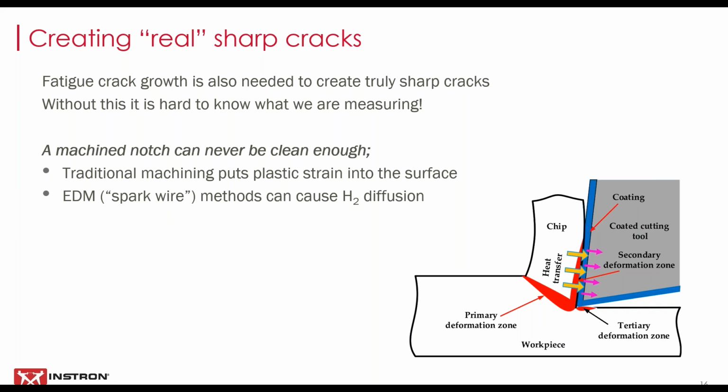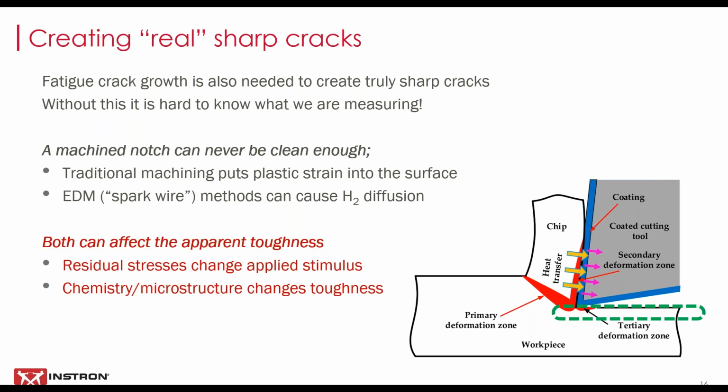But you also talk about EDM or spark wire erosion type methods. They have their own problems, and they can cause almost the opposite issue of hydrogen diffusion into the surface. In both cases, you can change your measurement, and we don't want that. We want a repeatable measurement. So residual stresses change what you're actually doing to the specimen, and chemistry or microstructure changes will change the toughness in reality. So the last thing you want to do is affect your measurement by your specimen preparation. Hence, you grow a fatigue crack to get past that and have a sharp tip.